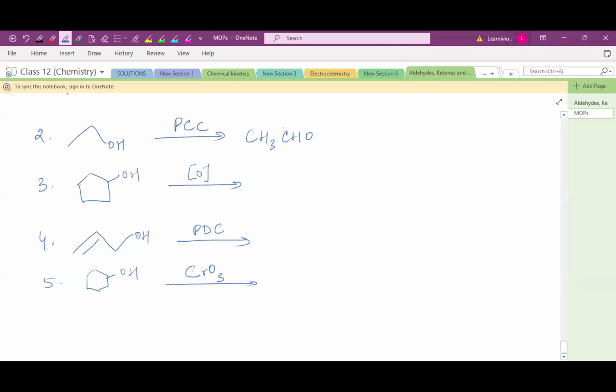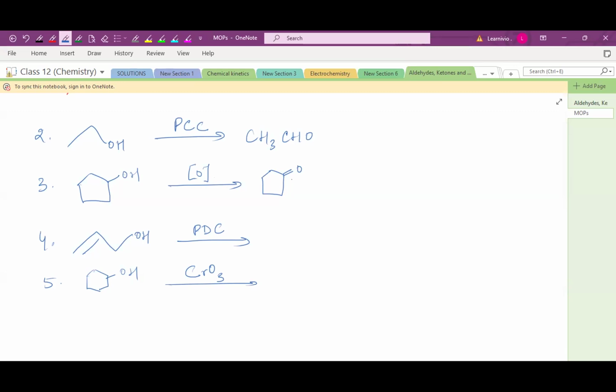And what about the third one? Here only oxidation is written on the arrow. You don't know which type of oxidizing agent you are using, strong or weak. So this secondary alcohol you have to convert into a ketone. If it is a secondary alcohol, it will get converted into a ketone. So here, in place of OH you have to put a double-bonded O. Clear? Yes, ma'am.